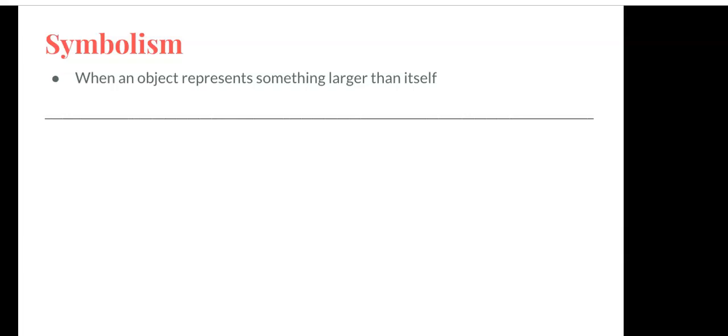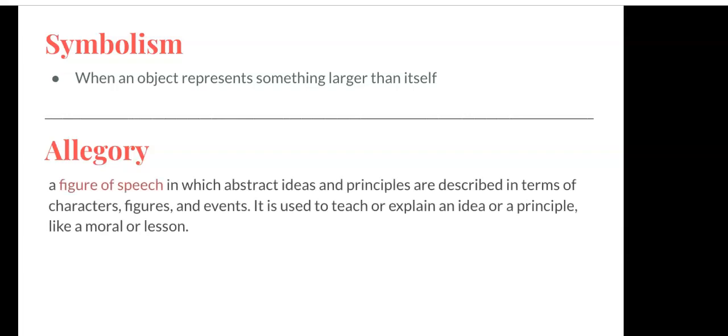Now, we're going to talk briefly about this thing called an allegory. This is completely new. And to be honest, we're not going to read an allegory next year or this year. You will read an allegory next year, but you need to know what it is. An allegory is a story that actually uses symbolism. An allegory is a figure of speech in which abstract ideas and principles are described in terms of characters, figures, and events. It is used to teach or explain an idea or a principle, like a moral or a lesson.